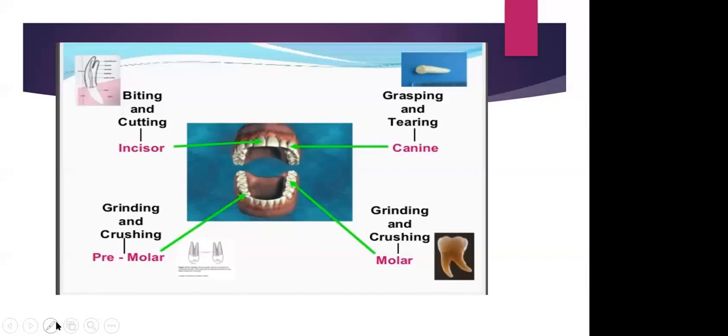Okay, children. So let us discuss further the mastication process along with digestion in the next class. Please note down these four types of teeth. In the next class, we will discuss mastication, digestion, absorption, and elimination processes in the digestive system of human beings.